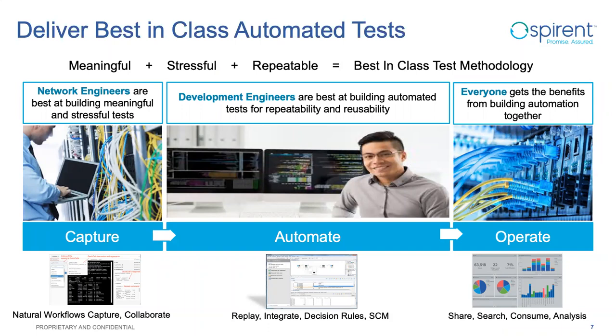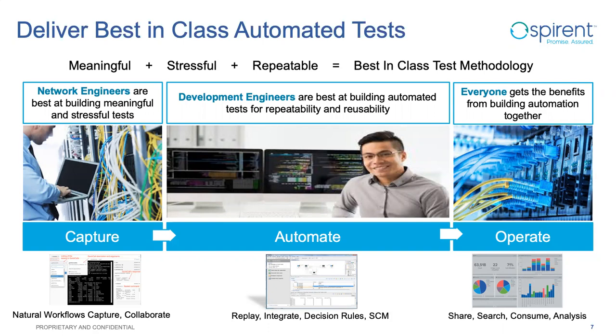So when we're talking about delivering best-in-class automated tests, I think these three things are really key. If you keep this in mind when you're developing your automation, you create great automation methodologies. You want your tests to be meaningful, you want them to be stressful, and you want them to be repeatable.